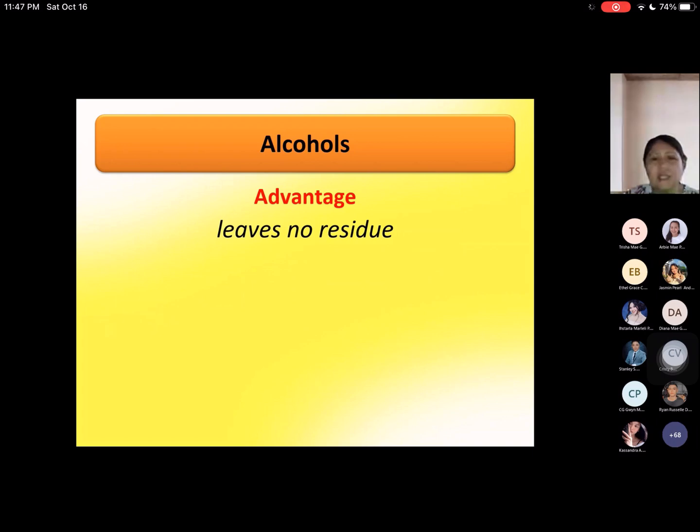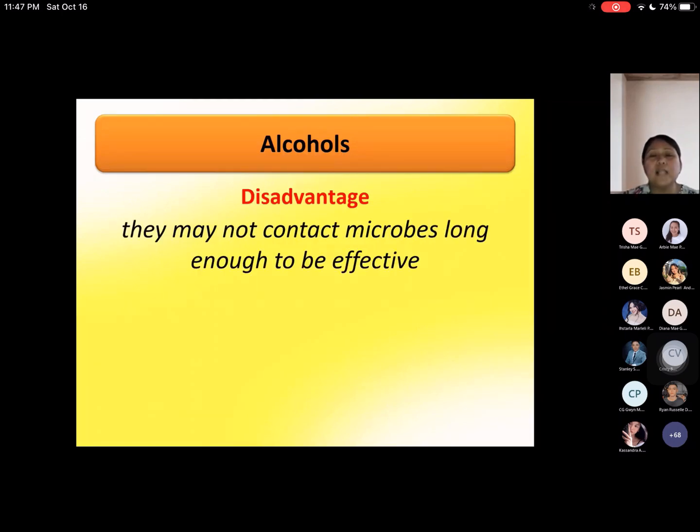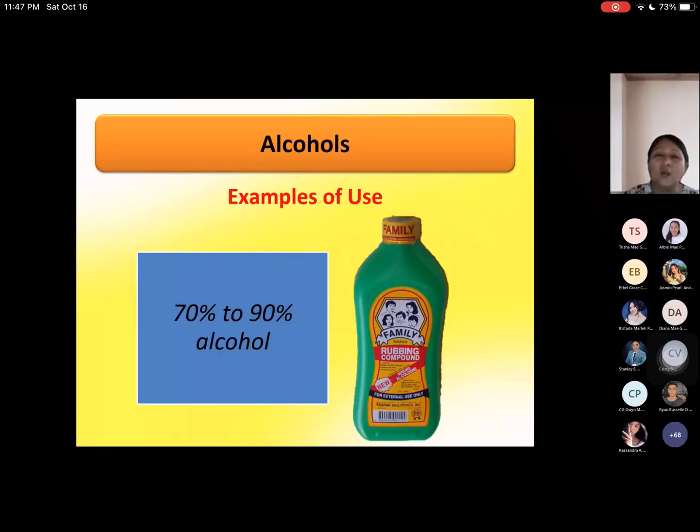For the advantage, it leaves no residue because it evaporates easily. For disadvantage, they may not contact microbes long enough to be effective. That is the disadvantage because they evaporate easily. They cannot make contact with microbes long enough to be effective. They cannot be there for a long period of time, because they evaporate easily. So this is one disadvantage of alcohol.